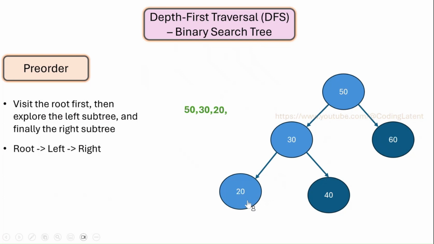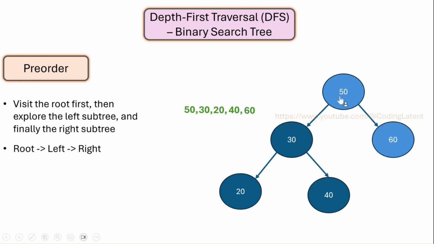So basically it will backtrack to 30. For 30, we have completed the left side. Now we'll go to the right side. For this right subtree, 40 is the root. For this root 40, there is no left side, there is no right side. So we'll visit the 40, and go back to 30. Now for 30, the left subtree and right subtree are visited, so we'll go back to 50. Now the left side of this tree is completed. Now we'll go to the right side, which is 60, and we'll visit the 60. So this is how the preorder traversal works.